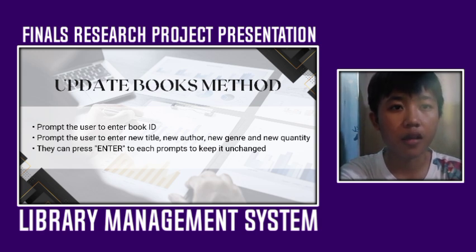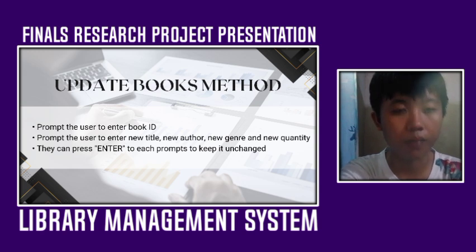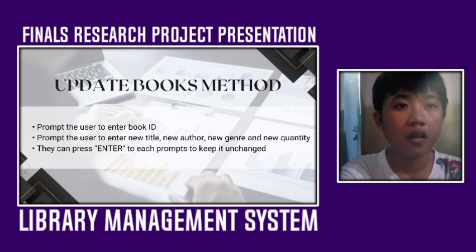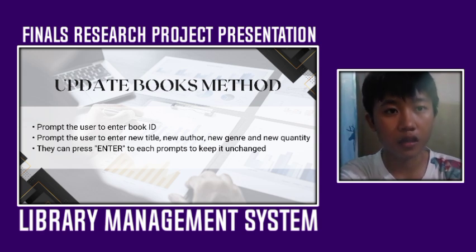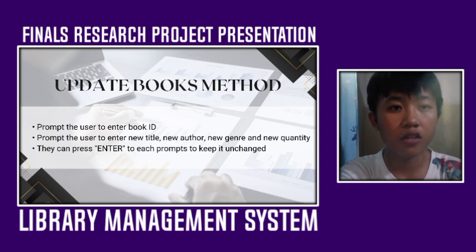I'm here to present the method that we use for updating the book's title, author, genre, and quantity. First, the program will ask to enter a book ID. And if the user enters a book ID that doesn't match any book's ID from the library, then the program will print book is not found. Second, the program will ask the user if the user wants to change the title, author, genre, and quantity. And if the user doesn't want to change it, then just press enter.